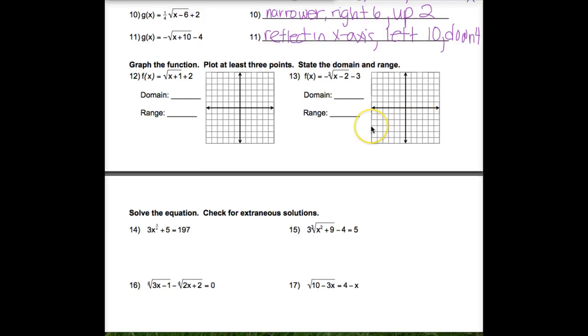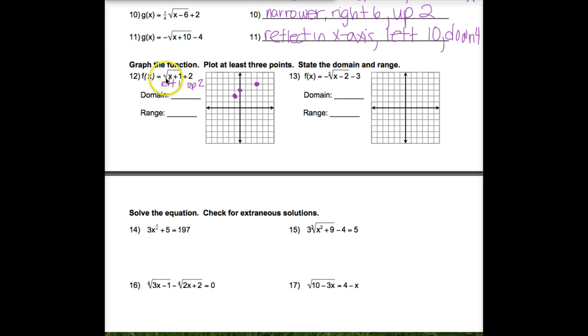So 12 and 13, same idea, except now we're actually graphing the changes that we see. So this means I'm going to go left 1 up 2, and those are the only changes. So left 1 up 2, there's my starting point. This is a square root graph, so that means that my next point should go up 1 to the right 1, and the point after that should go from the original, not from the second point, up 2, right 4.